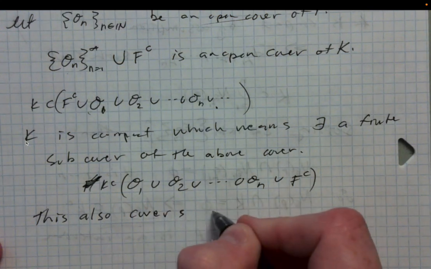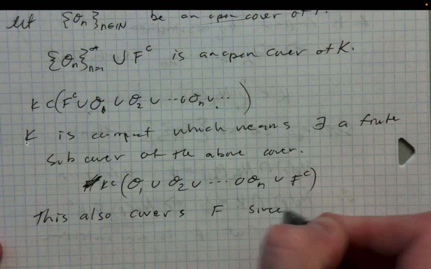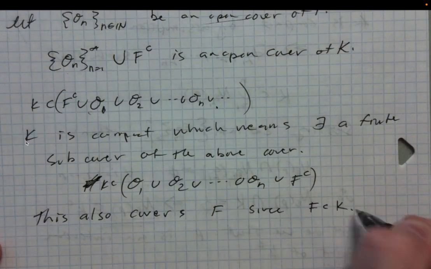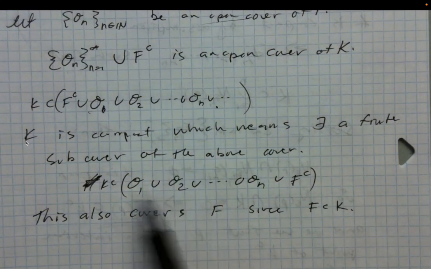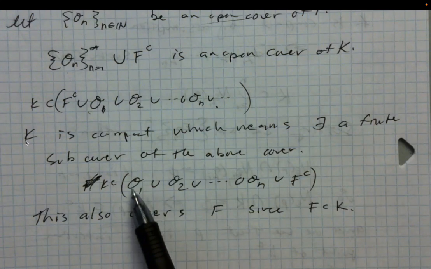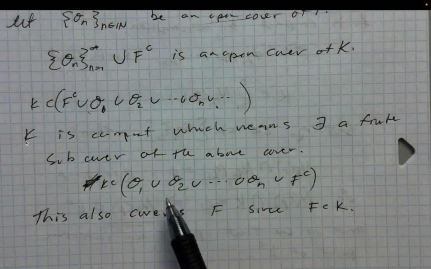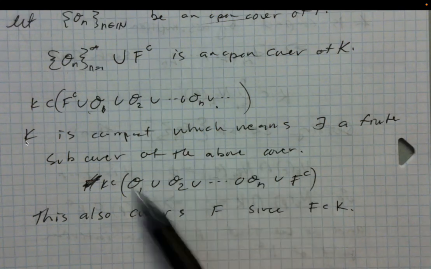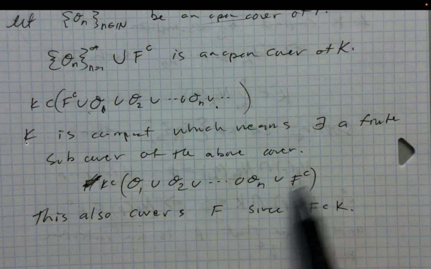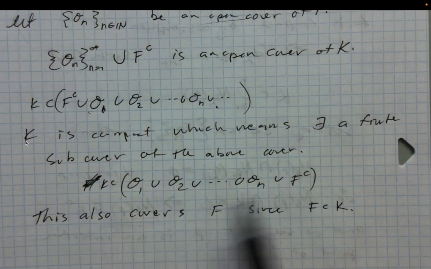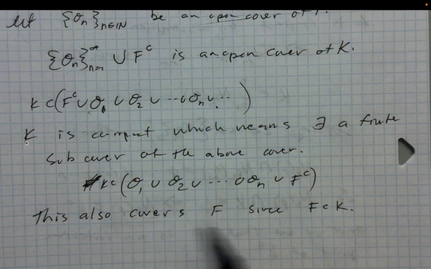This also covers F, since F is a subset of K, right? So you've got an arbitrary open cover, and now you can see that because K is compact, it has a finite subcover. This very clever thing of just throwing the complement on there, because it's an open set, necessitates that F also has a finite subcover.